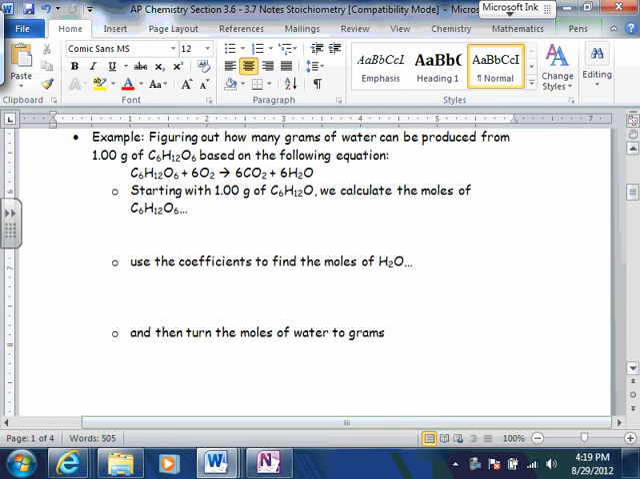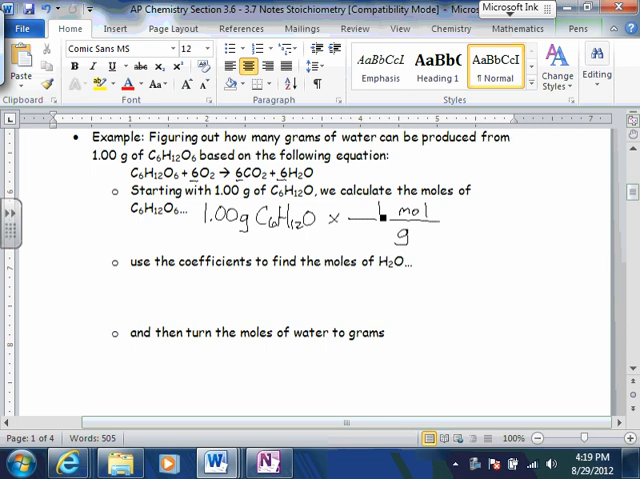Figuring out how many grams of water can be produced from 1.0 grams of C6H12O6 based on the following equation. Okay, this equation is already balanced. We've got our coefficients right here, 6, 6, and 6. And if we have 1.0 grams of C6H12O6, then we can calculate the moles of C6H12O6, okay? And I know you guys know how to do this.